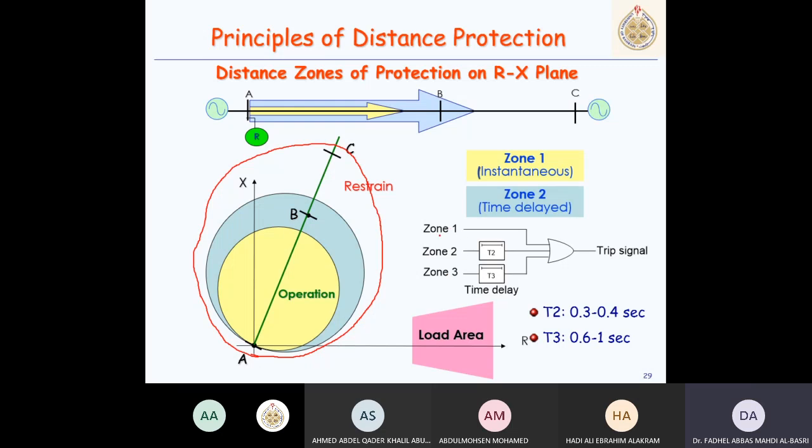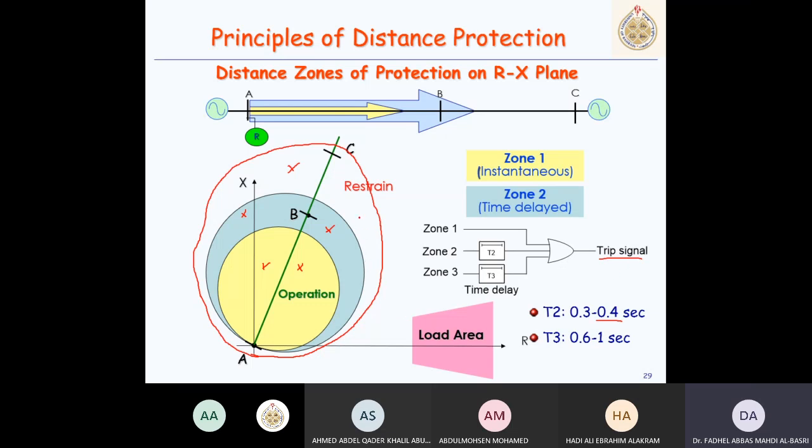And as a result, if the fault falls inside the yellow area, the relay trips instantaneously. If the fault happens in the blue area, which of course includes this, it will take a time delay of 0.3 to 0.4 seconds, then it trips the circuit breaker. Of course, here in this area of zone 3, it is delayed by 0.6 seconds and then trips.